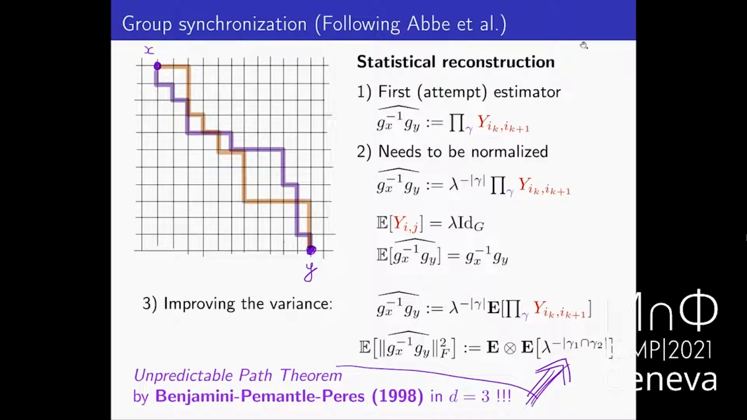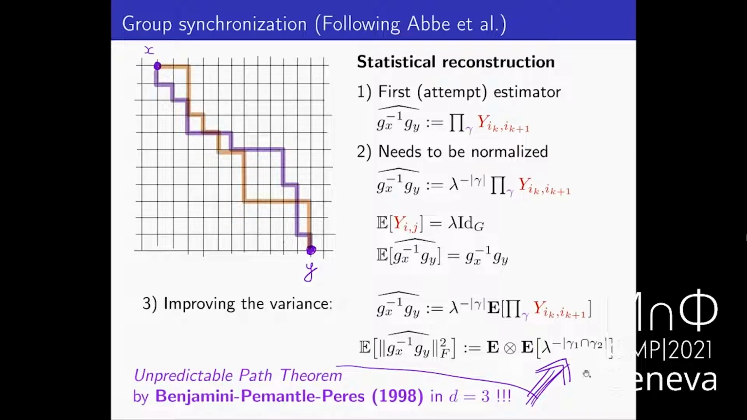I think for us probabilists, if we were to start from this observation, we would naturally consider the uniform measure over all the paths that go from X to Y. If you do this in dimension 4, this will work. It will give you a good statistical reconstruction algorithm. But in dimension 3, it makes these moments blow up. So probably, at least myself, I would have stopped here, I guess.